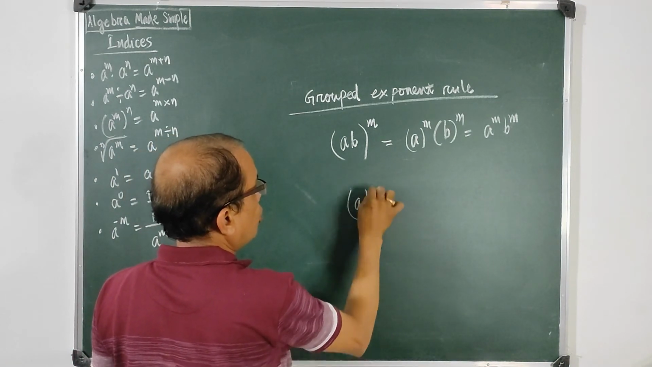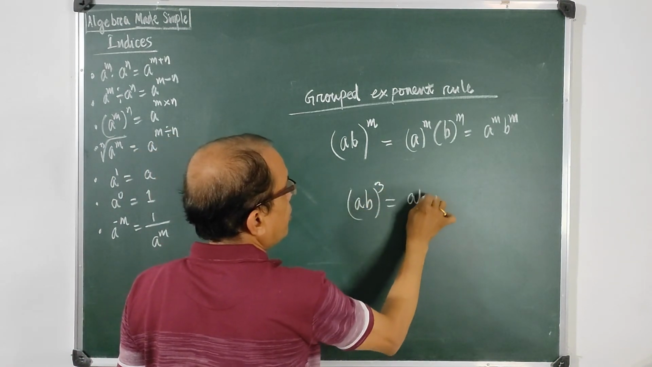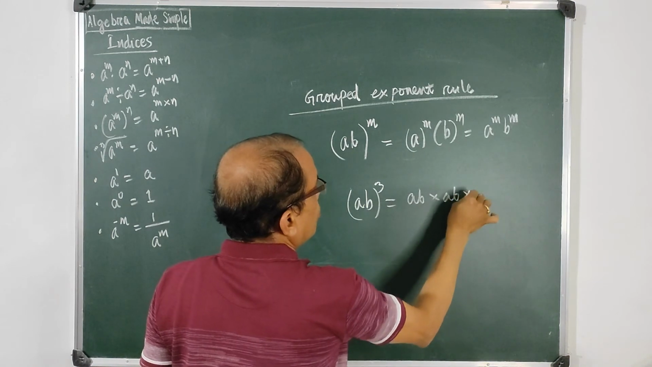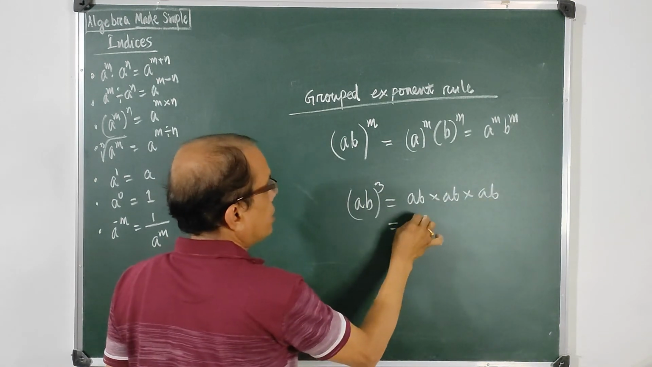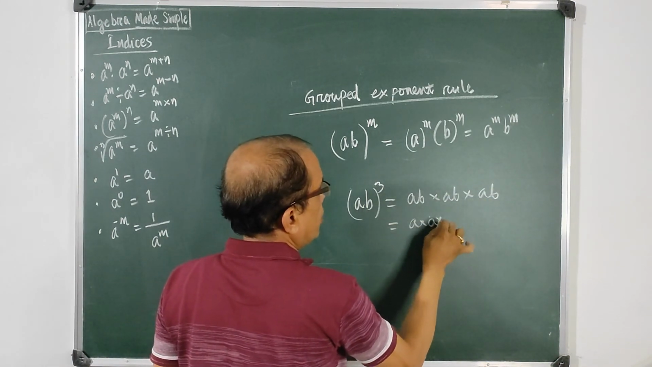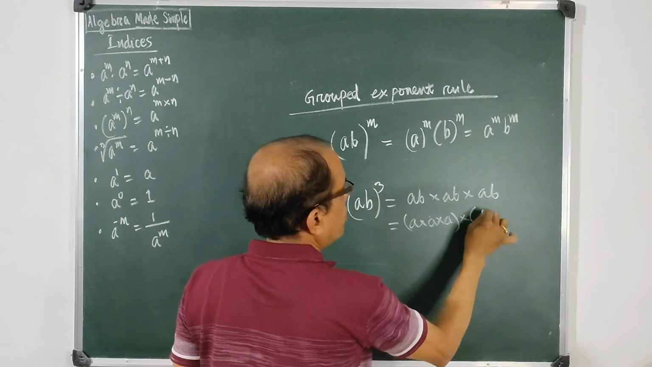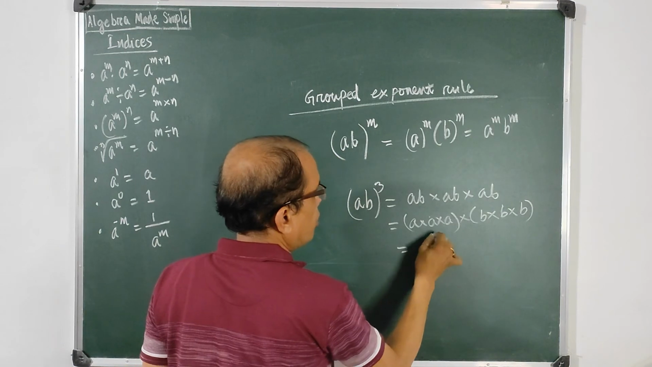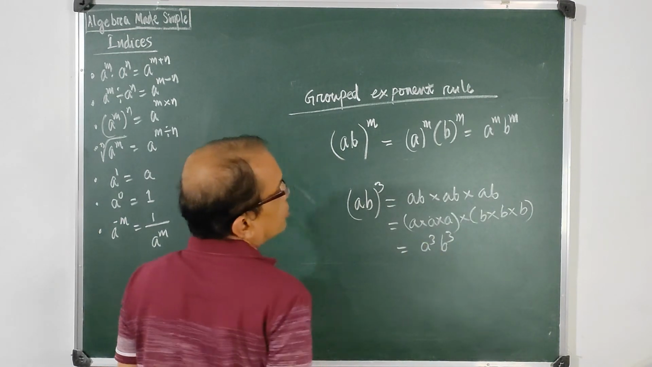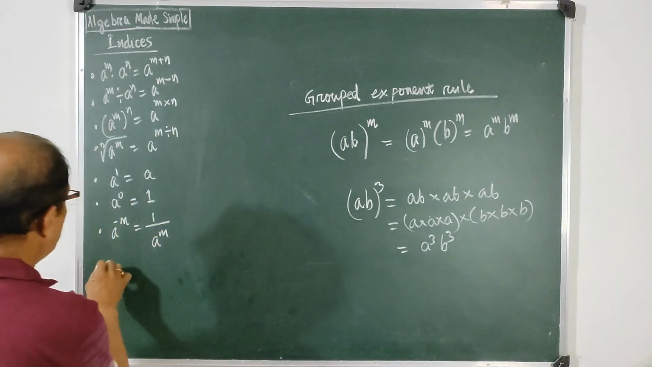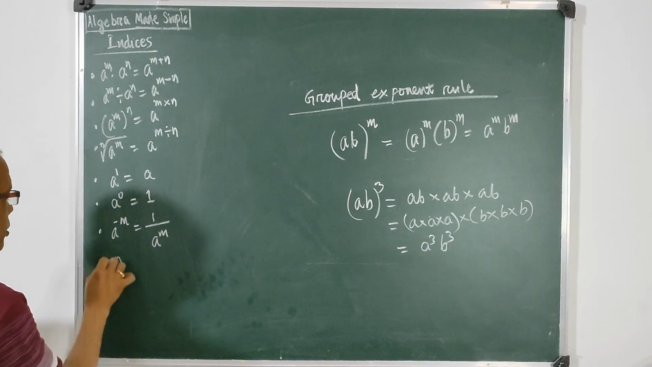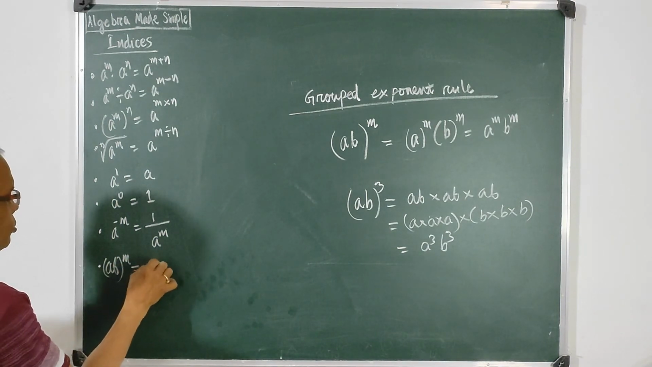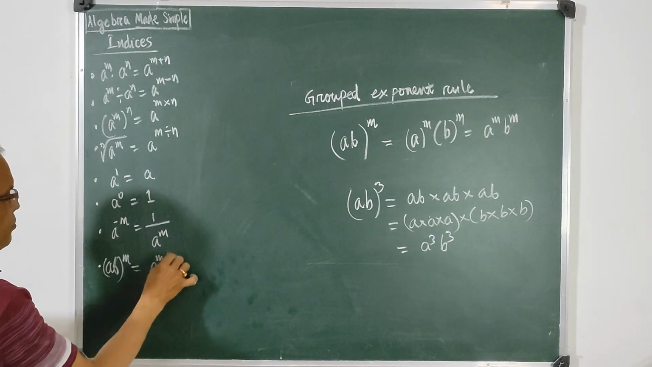Suppose ab whole cube will be equal to ab into ab into ab, and this can be a into a into a into b into b into b, which is equal to a cube b cube. So we got this formula, ab to the power m is equal to a to the power m, b to the power m.